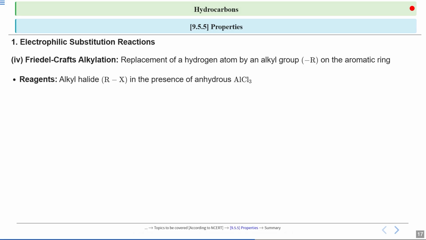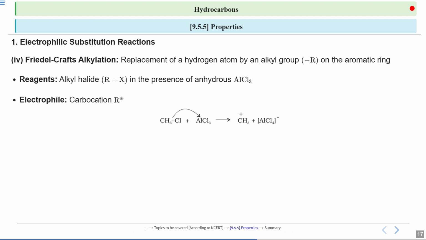This reaction also requires anhydrous aluminum chloride, or AlCl3, which acts as a catalyst. Emphasize that anhydrous means without water, which is important for the reaction to work. Now let's talk about the electrophile in this reaction. The electrophile is the species that seeks out electrons, and here it is a carbocation, which is a positively charged carbon atom.